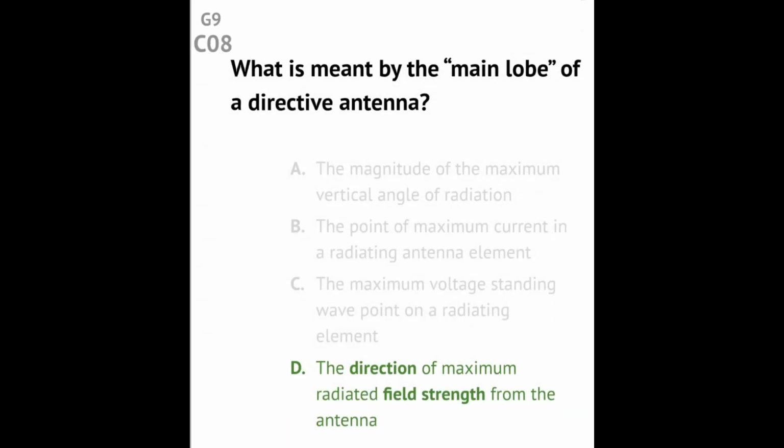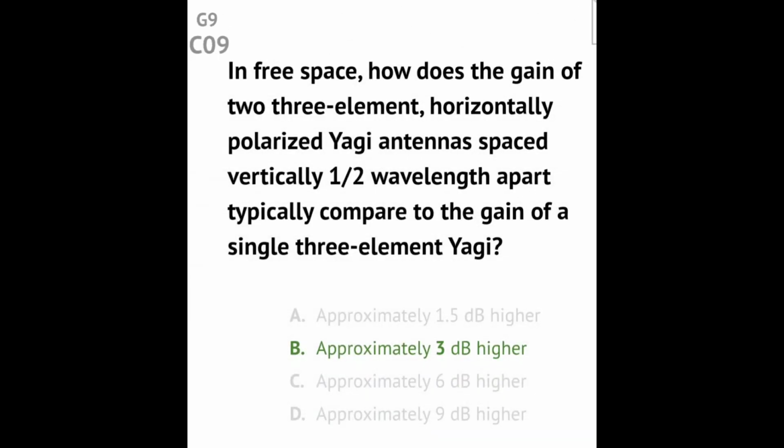Question G9C08. What is meant by the main lobe of a directive antenna? Answer: the direction of maximum radiated field strength from the antenna. Question G9C09. In free space, how does the gain of two 3-element horizontally polarized Yagi antennas spaced vertically 1/2 wavelength apart typically compare to the gain of a single 3-element Yagi? Answer: approximately 3 dB higher.